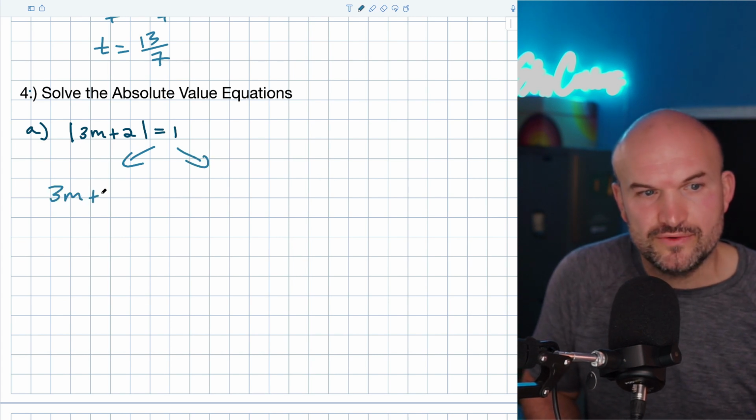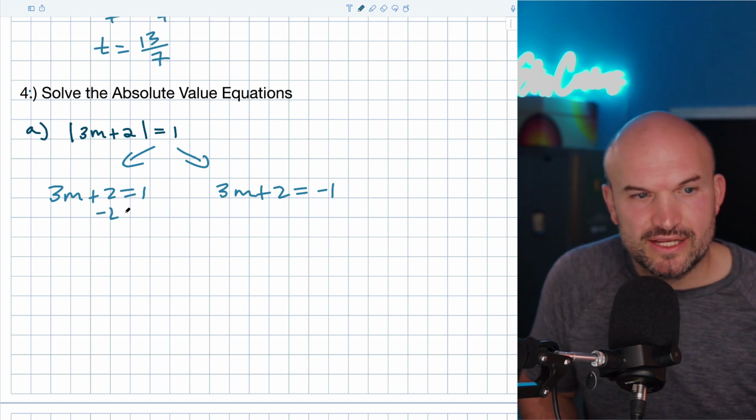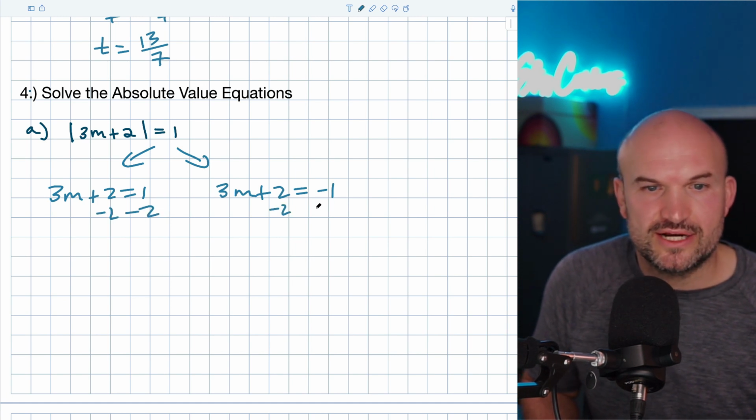So 3m plus 2 is equal to 1. And when 3m plus 2 is equal to a negative 1. Now we just use our two-step equations and go ahead and solve. So subtract 2 on both sides, subtract 2 on both sides.